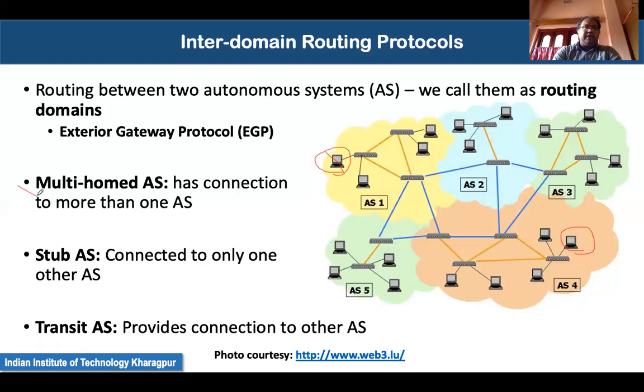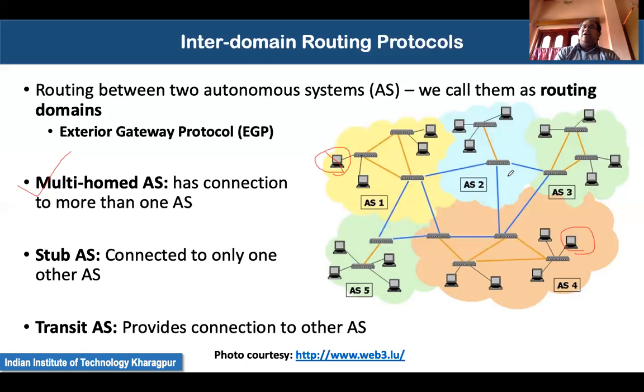One is the multi-homed AS, or multi-homed autonomous system. Multi-homed autonomous systems are autonomous systems which have connections to more than one autonomous system. That means, say, autonomous system 1 is connected to autonomous system 5 as well as autonomous system 2. All the autonomous systems shown in this diagram are multi-homed autonomous systems, so they are connected with more than one autonomous system. That basically means you can take data from one autonomous system and pass it to another autonomous system via that autonomous system.